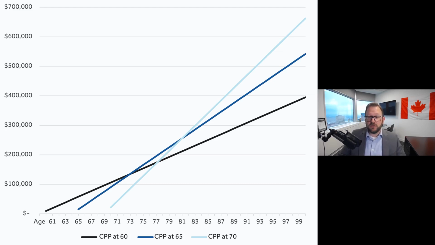When should you start your Canada Pension Plan? In this, because I didn't want to update all these charts, I'm using 2022 numbers. And the 2022 maximum actually equates to about 88% of today's maximum, which gives you an idea of the inflation effect on that amount, which is also a very important consideration.